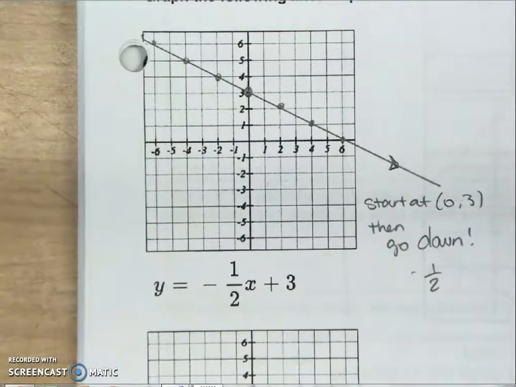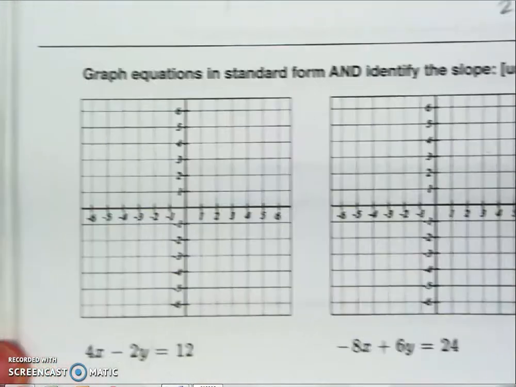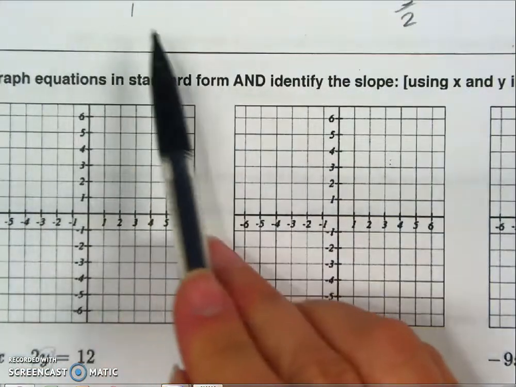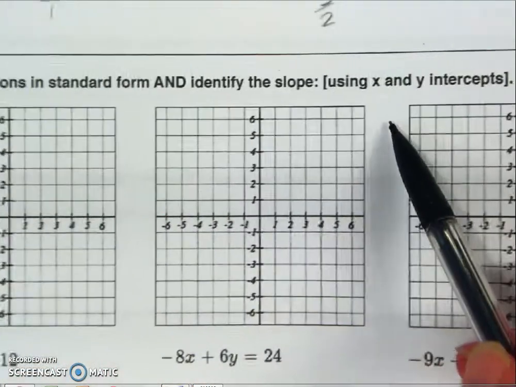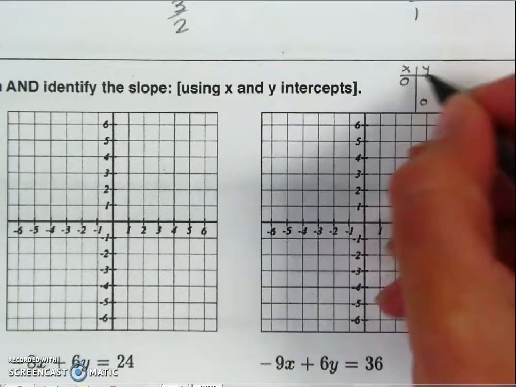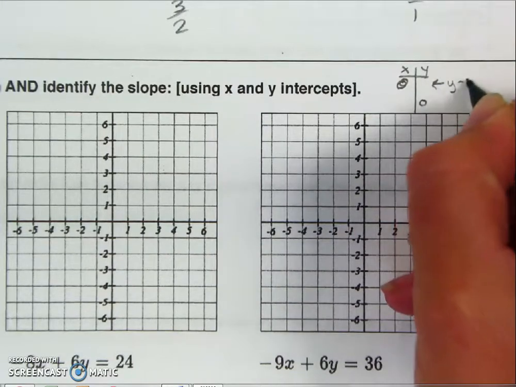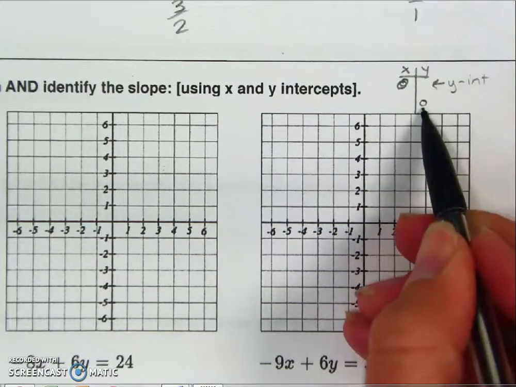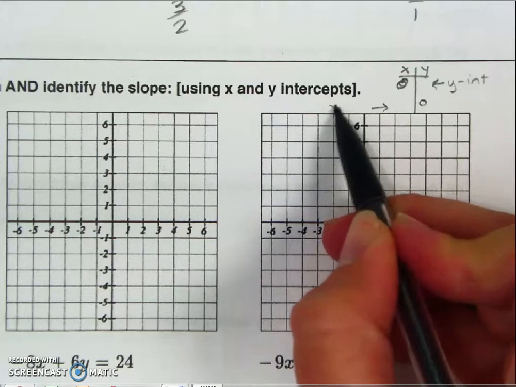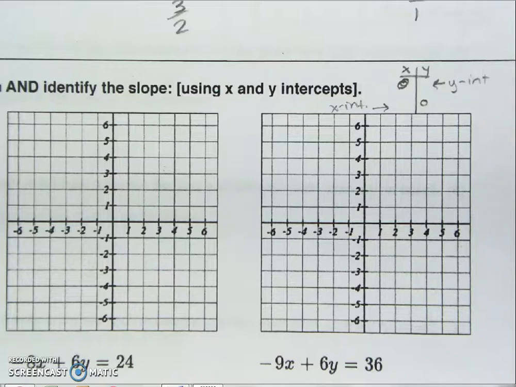We've done those before, but let's go and look at those other ones, the standard form ones. So remember I said there's 2 routes. In this first section, it says graph equations in standard form and identify the slope using x and y intercepts. So x and y intercepts, it's basically when x is 0, that one's a y-intercept. If y is 0, that number would be the x-intercept. It's where it's going to cross the x-axis. So in other words, it's our zeros.